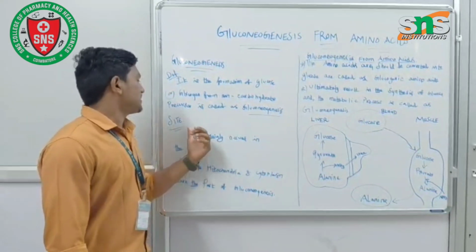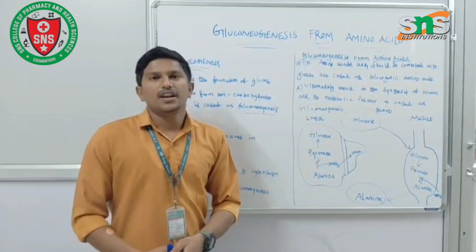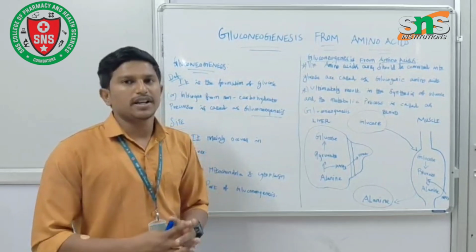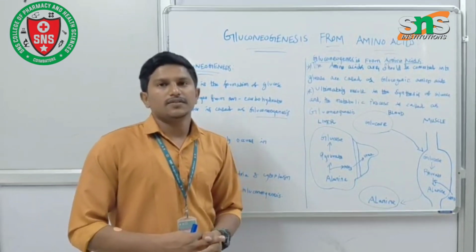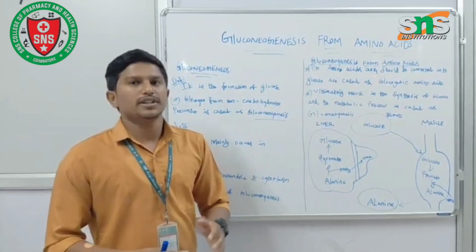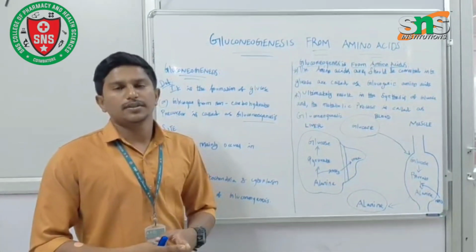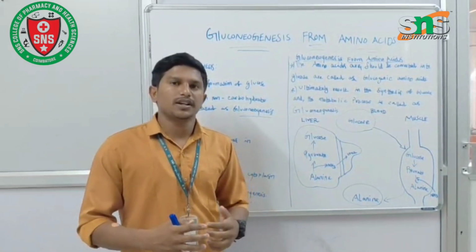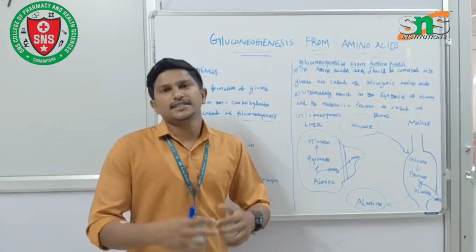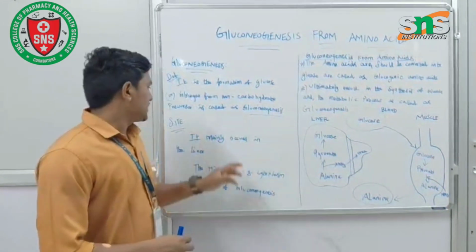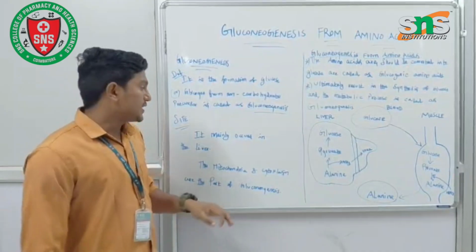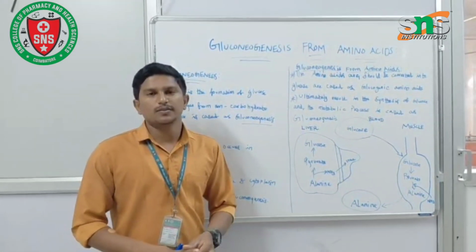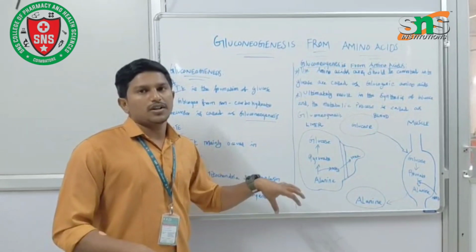Next we are going to discuss the site where gluconeogenesis acts. Gluconeogenesis acts primarily in the liver. Why the liver? The liver naturally produces bile acids and helps to digest fats, hence it mainly occurs in the liver. It also occurs in the mitochondria and cytoplasm.